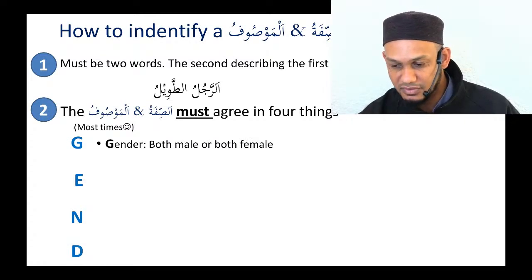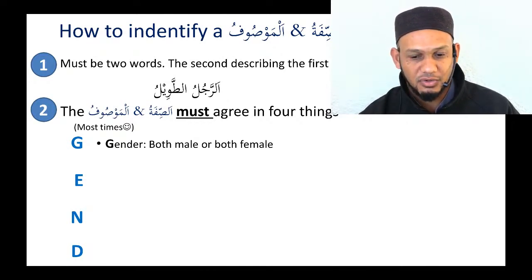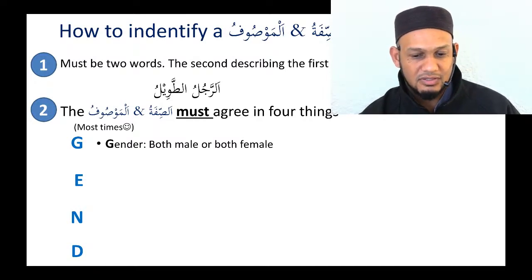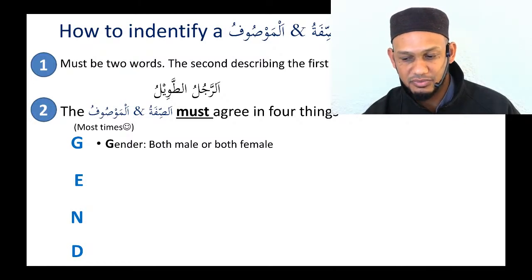Okay. So Sister Rifqa, they won't always be in raf'un. If the first word is raf'un ar-rajulu, the second word will be at-tawilu. If the first word is nasbun ar-rajula, the second word will be at-tawila. And if the first word is jar ar-rajuli, the second word will be at-tawili. Okay. So they must match in gender. So if it's ar-rajulu, it must be at-tawilu. If it's al-bintu, it will be at-tawilatu, ta marbuta.